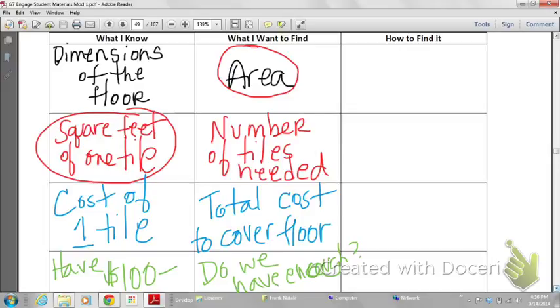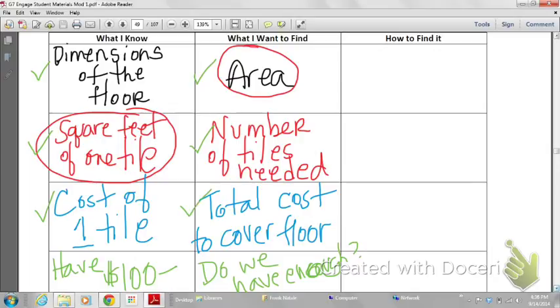Yes, so we have the dimensions of the floor. From that we could figure out the area. We have the square feet of one tile. From that we can figure out the number of tiles needed. We have the cost of one tile. We can then figure out the total cost to cover the floor.